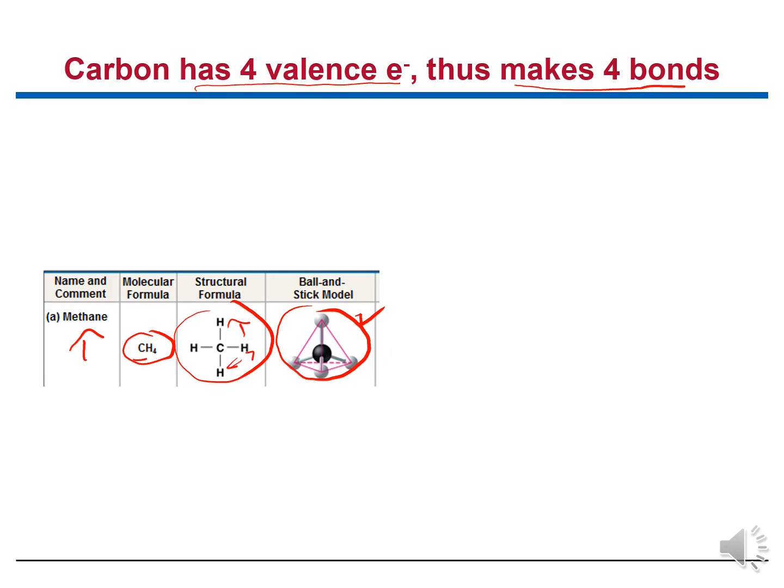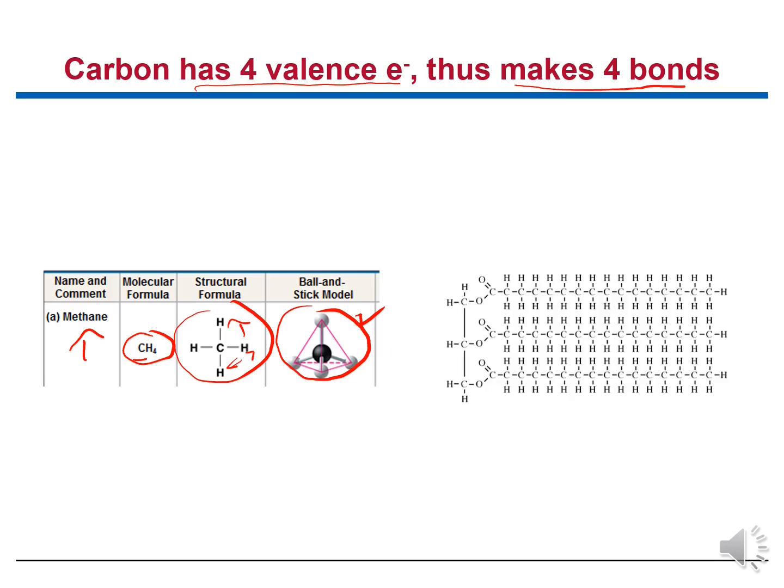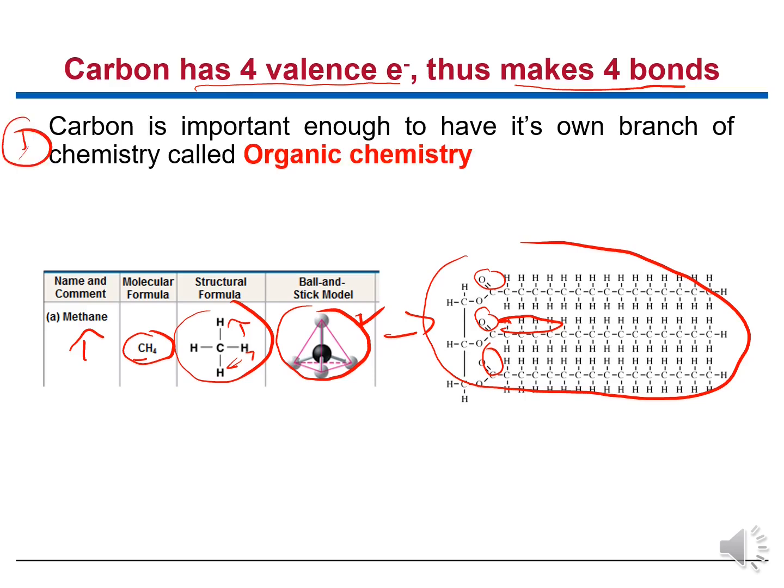However, this is the simplest case. They can be much more complicated, and this is not too complicated, but it's definitely something that we will study later. We have many more carbons. We also have hydrogens, and here you see even some oxygen, and this is very common. So carbon is important enough to have its own branch of chemistry called organic chemistry.